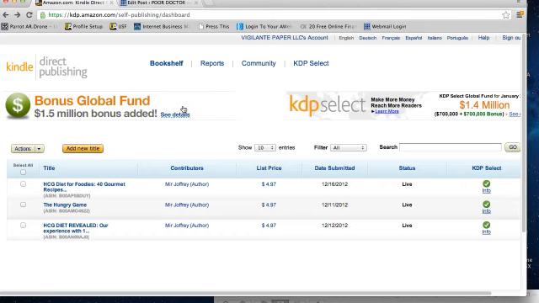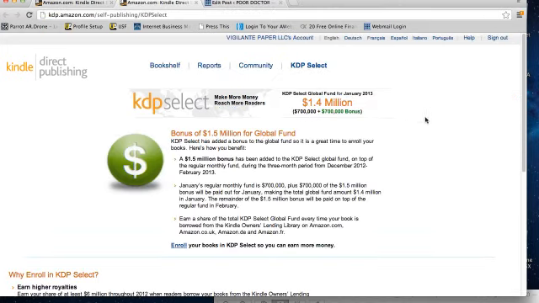Now, the last thing is probably the most important thing: the concept, or this program that Amazon puts out called KDP Select. Okay, KDP Select. Here's how it works.